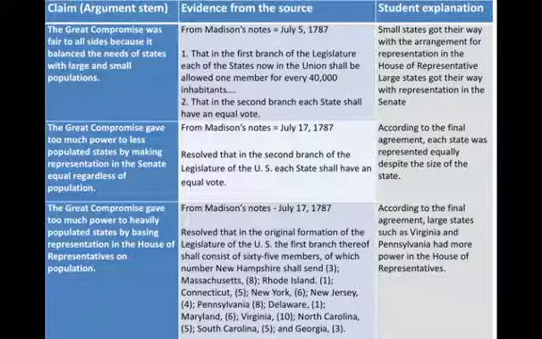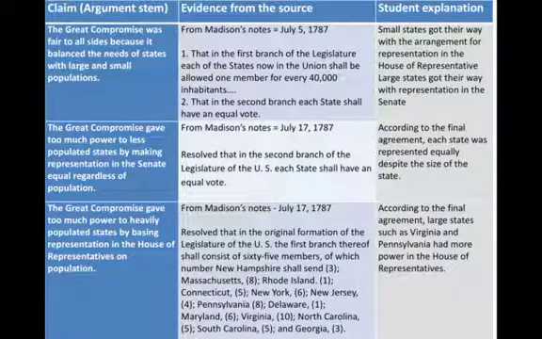The first branch of the legislature: each of the states now in the Union shall be allowed one member for every 40,000 inhabitants. That in the second branch, each state shall have an equal vote. So this is Madison's writing, where he's written about the Virginia plan that balanced the needs of states with large and small populations. So what a student might say is small states got their way with the arrangement for the representation in the House, and large states got their way with representation in the Senate.